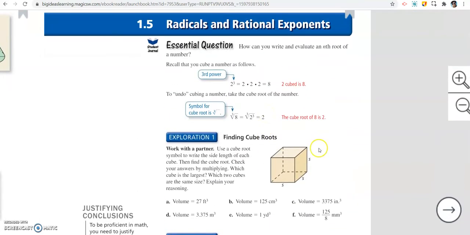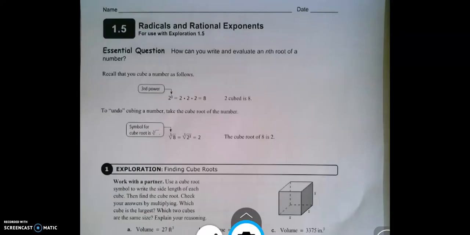If you haven't picked up the student journal, that's totally fine. Just watch the video, follow along, and take a couple notes in your notebook. If you do have the student journal, it's yours to keep, and you can write on it. So I'm going to flip over to my student journal.